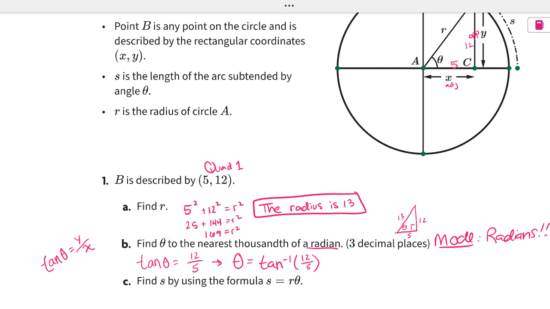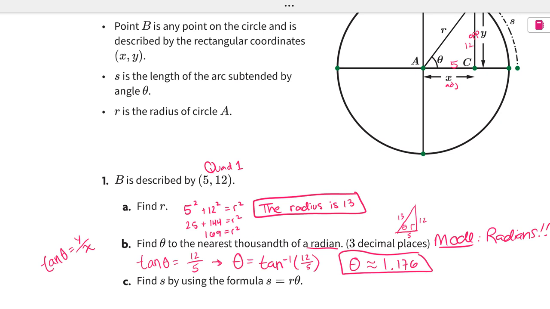So when we do tan inverse of 12 over 5, we get, it says 3 decimal places, so we get theta equals about 1.176, and I don't round that up because it's followed by a 0.005. So that is theta. Okay, find the arc length, right?